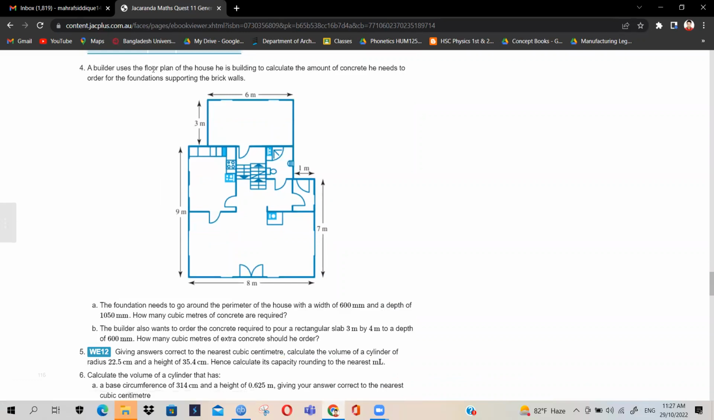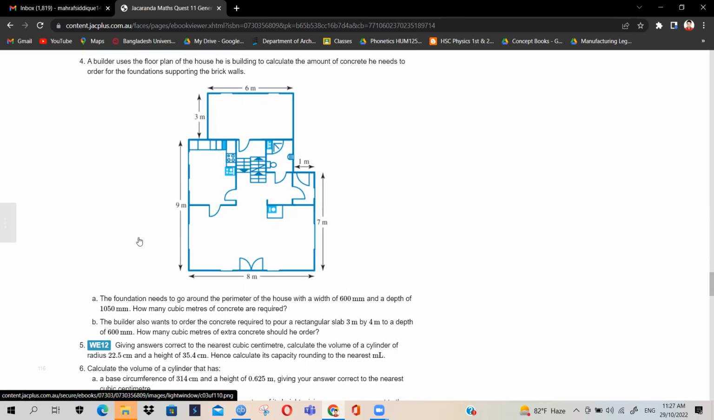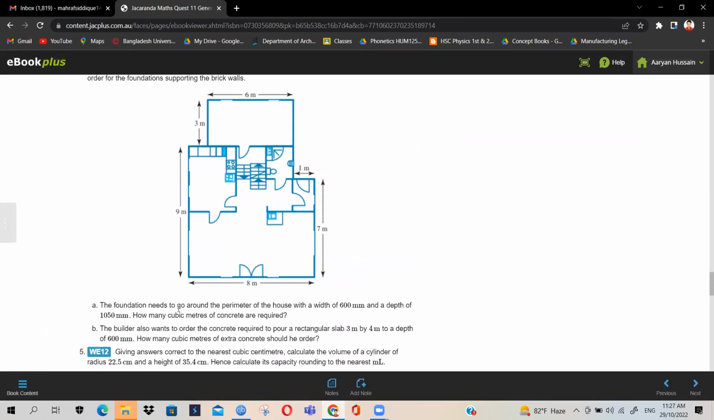Okay, let's see. A builder uses the floor plan of the house he is building to find the amount of concrete he needs to order for the foundation supporting the first floor. The foundation needs to go around the perimeter of the house with a width of 600 millimeter and a depth of 1050 millimeter. How many cubic meters of concrete? Tell me. What should you do? Let's see.